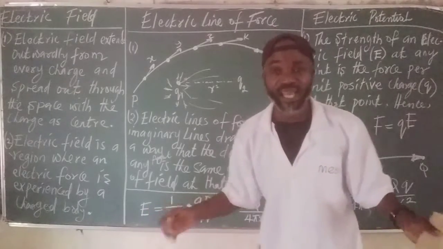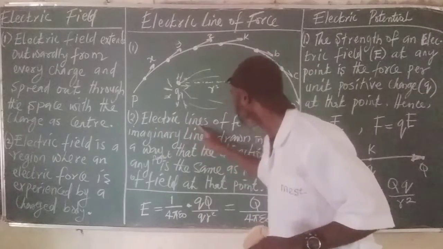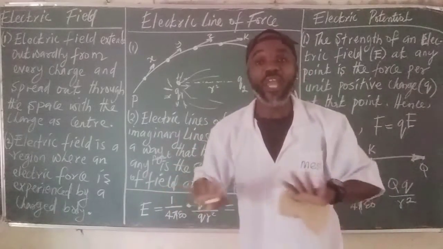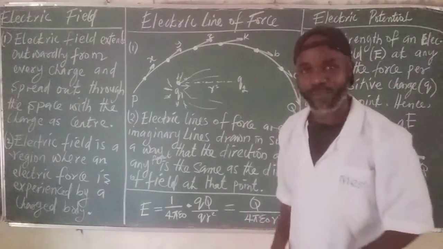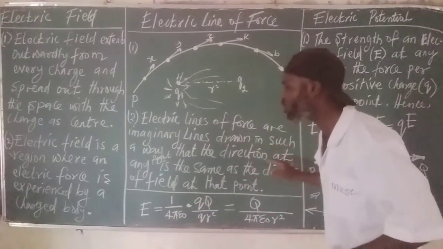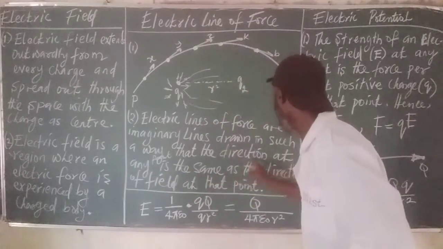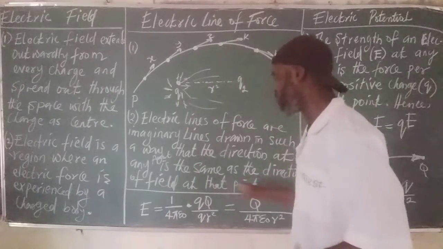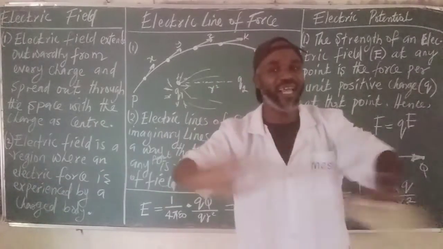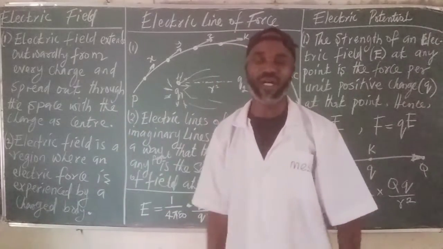I repeat, electric lines of force are imaginary lines drawn in such a way that the direction at any point is the same as the direction of the field at that point. That is what electric line of force is all about.